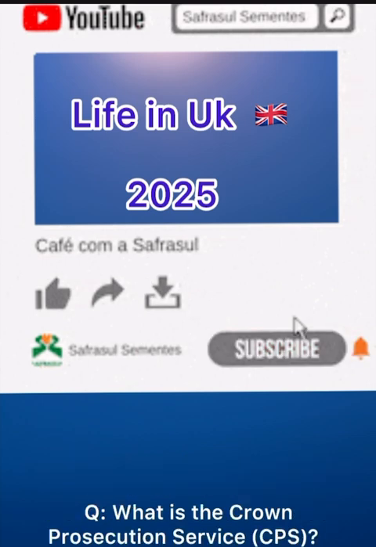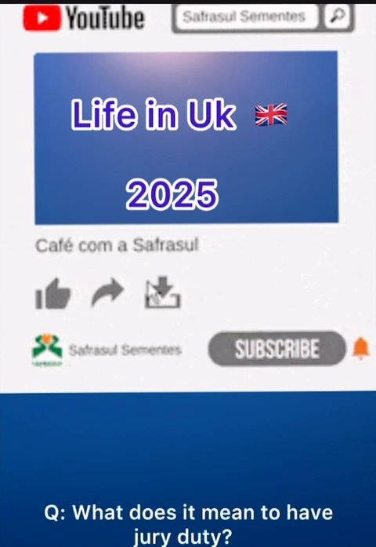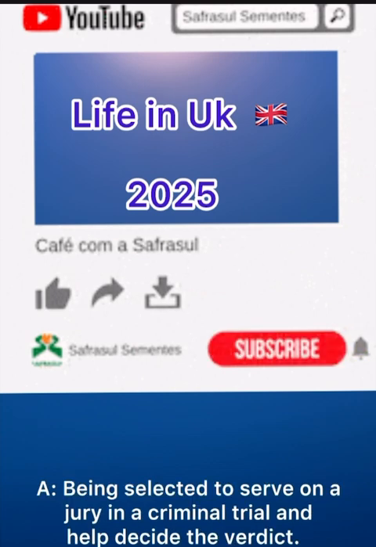Q. What is the Crown Prosecution Service, CPS? The government body responsible for prosecuting criminal cases in England and Wales. Q. What does it mean to have jury duty? Being selected to serve on a jury in a criminal trial and help decide the verdict.